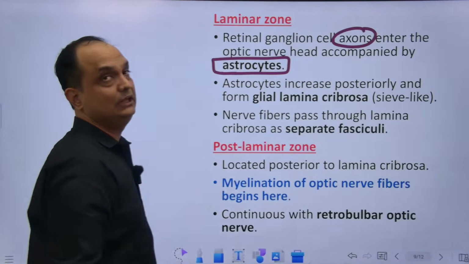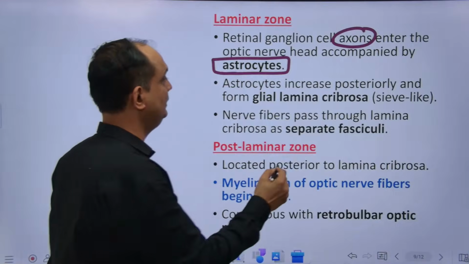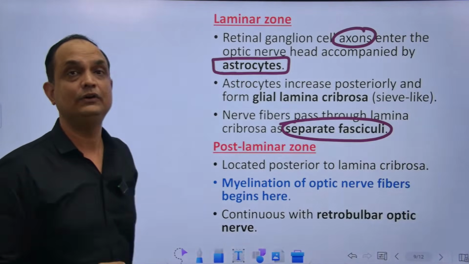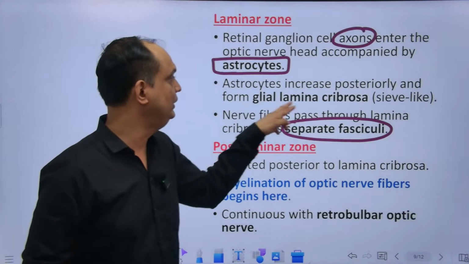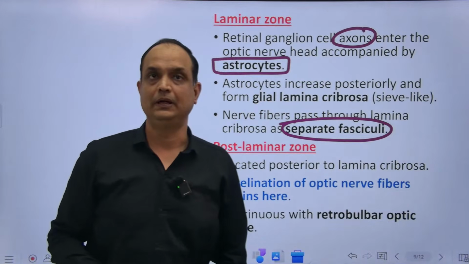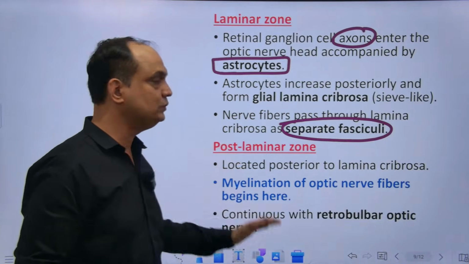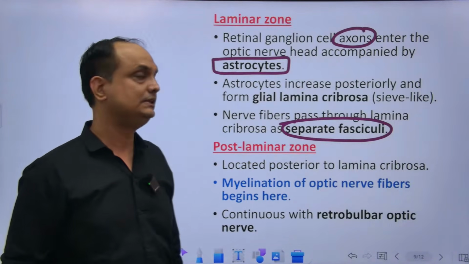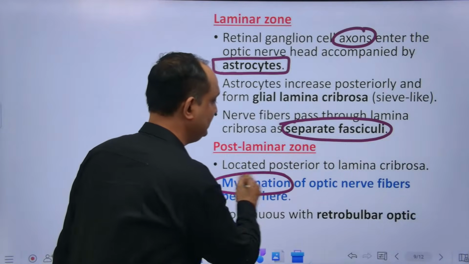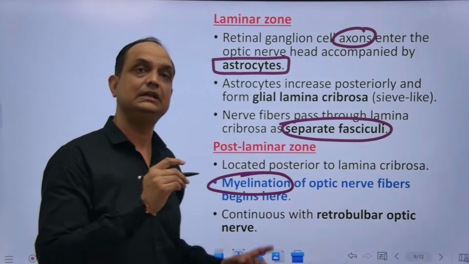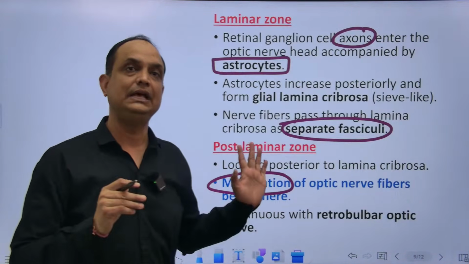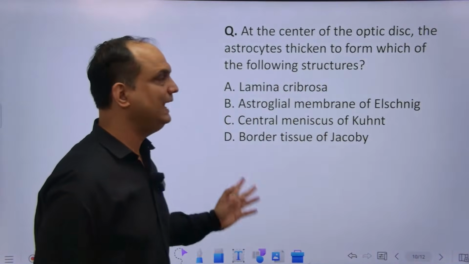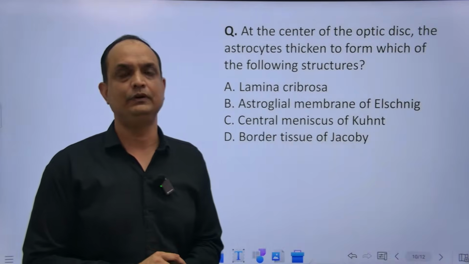Now, when you go into the laminar zone, the nerve fibers are already divided into fasciculi, and these fasciculi are going to exit from the cribrosa. But when you enter into the post-laminar zone, which is outside the eyeball, the most characteristic feature is the start of myelination, because the oligodendrocytes are present outside the eyeball. They are absent inside the eyeball. Clear? So, dear students, you may have some important MCQs from this topic.